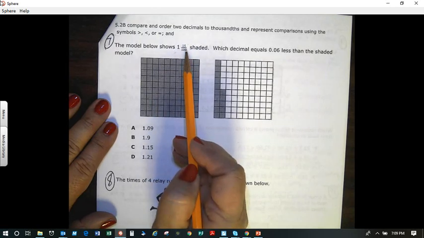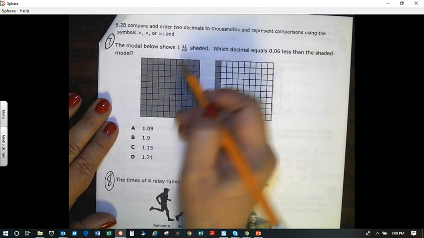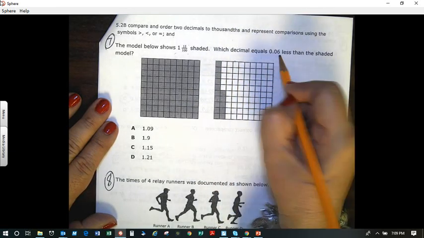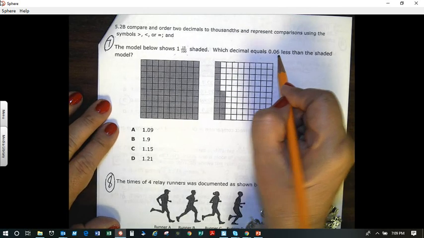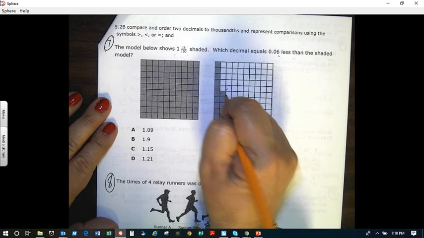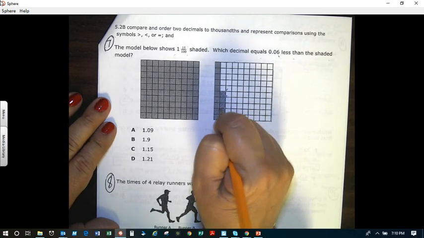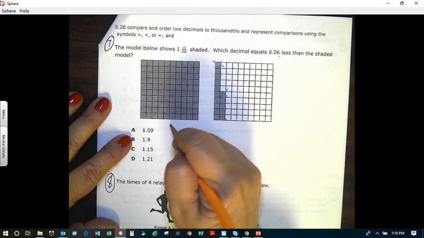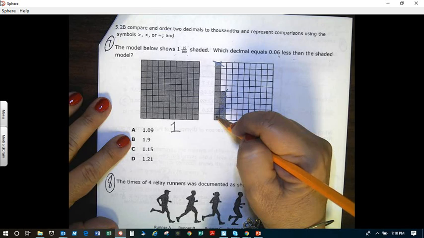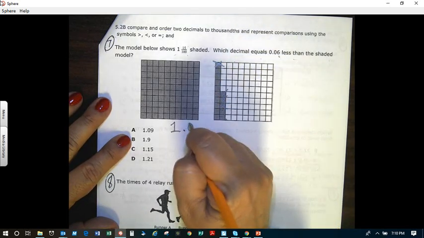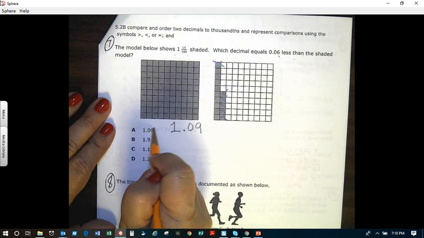Let's look at this model. It shows 1 and 15 hundredths that's shaded. So we have 1 whole and 15 hundredths. Which decimal equals 6 hundredths less than the shaded? So I'm going to cross out 6. 1, 2, 3, 4, 5, 6. So this is 1 whole, and then how many hundredths? 1, 2, 3, 4, 5, 6, 7, 8, 9. And 9 hundredths. And so the answer is A.